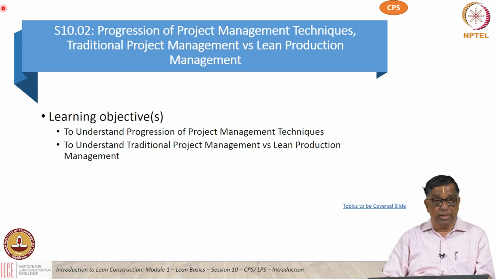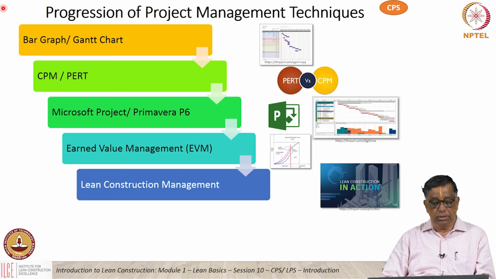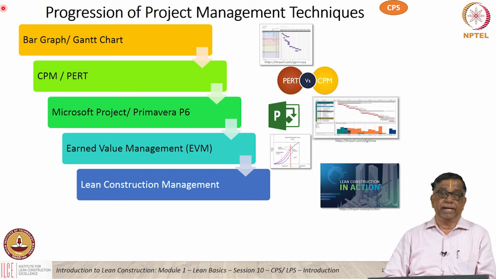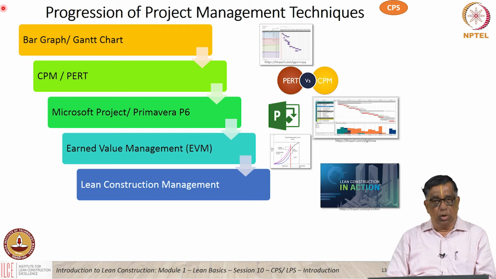Now we look at the second session, where the learning objectives are to understand the progression of the project management techniques over time, and then to understand how the traditional management techniques and lean management techniques are different. In the earlier days, we used to have bar charts, Gantt charts, very much older days. Then we had the CPM and PERT networks. Then we had the great Primavera and MS project. Then we had a concept called earned value management, and today we have lean construction management.